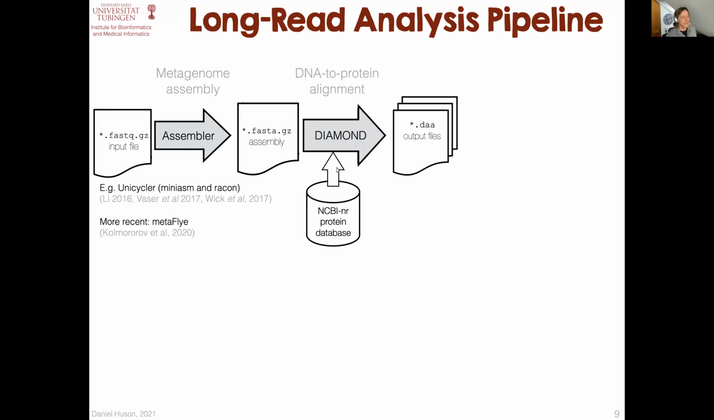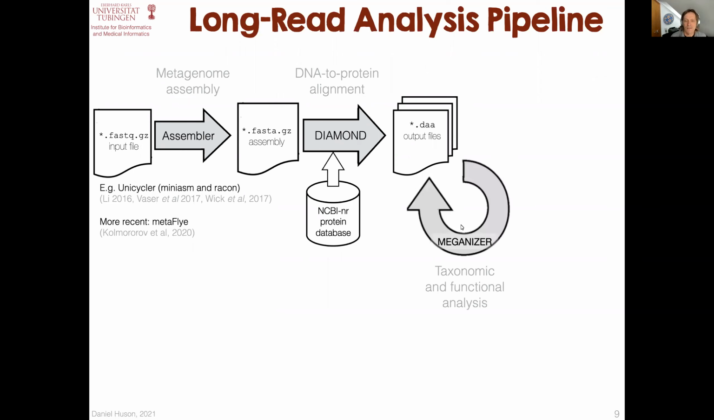Then we like to run Diamond against NCBI, but also against other databases, I'll get back to that in a moment, to find the coding sequences. Personally, I think that's the most interesting part of a metagenome. What genes do you have? And so we look for the coding sequences, and then we do taxonomic and functional analysis based on those alignments.